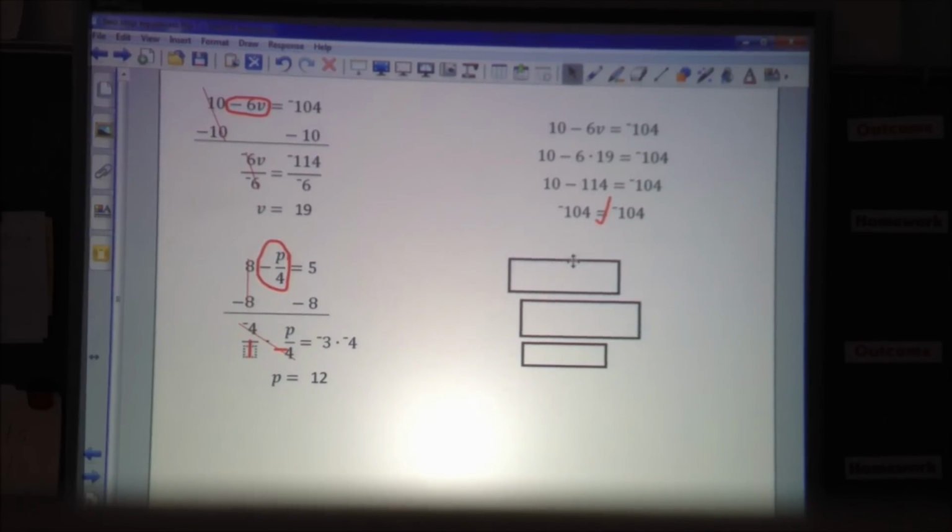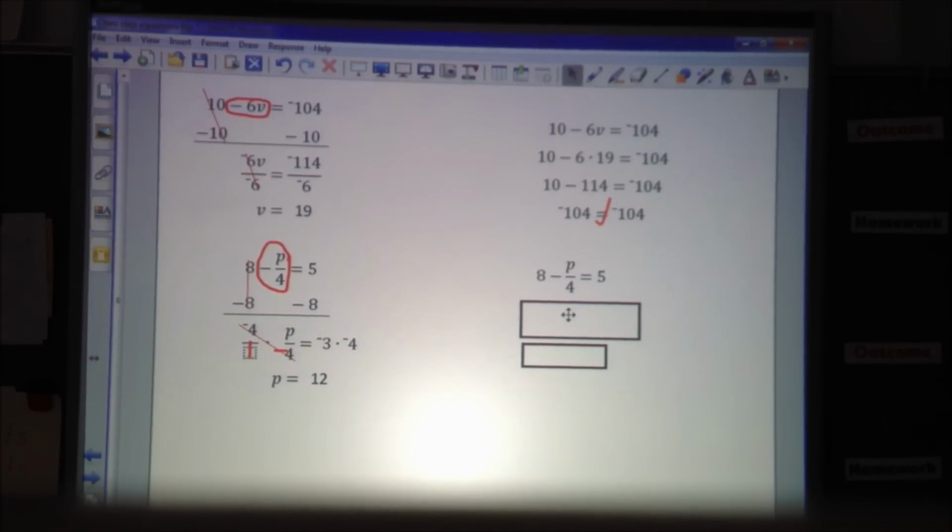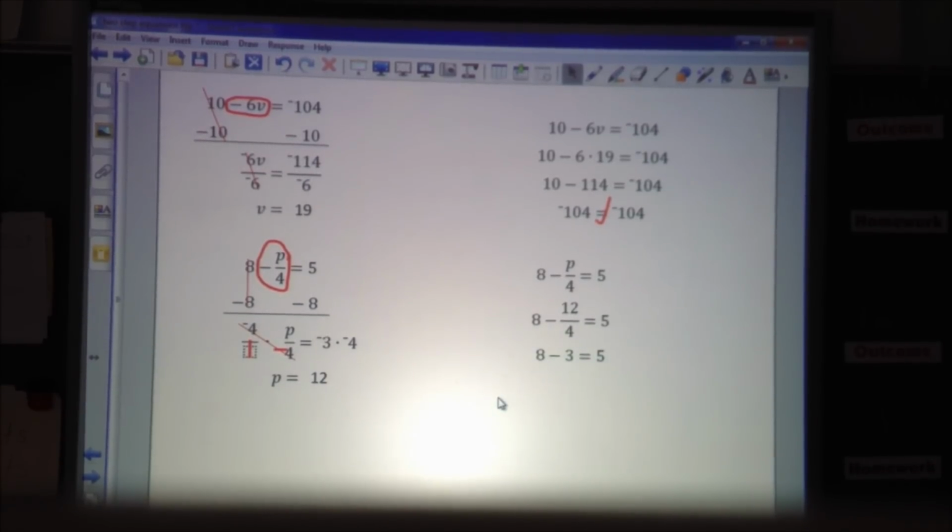Remember, check that answer. Plug it back in. 8 minus p divided by 4 equals 5. Plug in that 12 where p is. Do my division first. Oh, it looks like I might have skipped some steps, guys. No, I didn't. 12 divided by 4 is 3. 8 minus 3 is 5. 5 equals 5. So I have checked it, and I am correct.